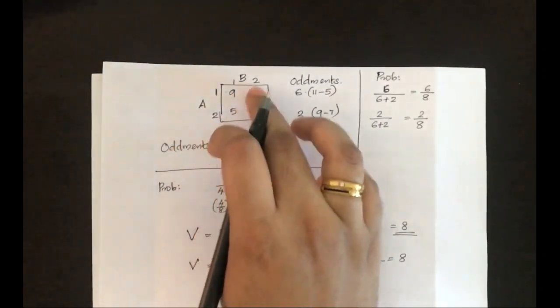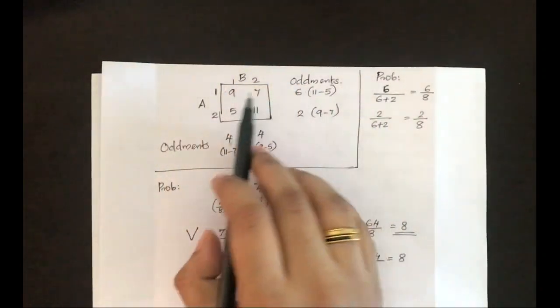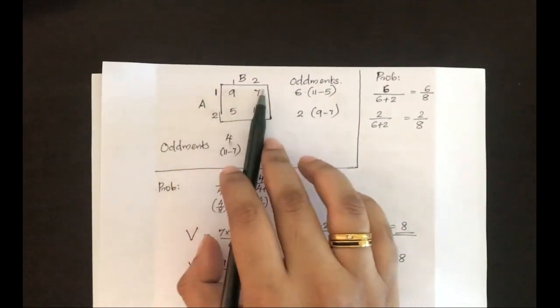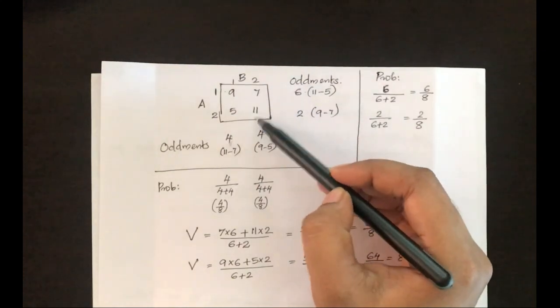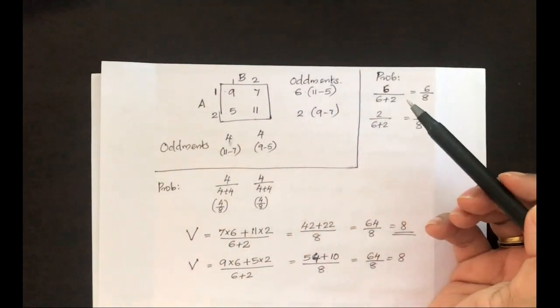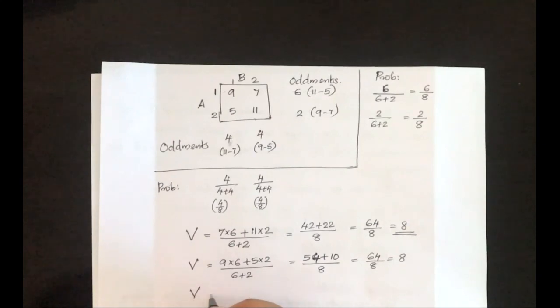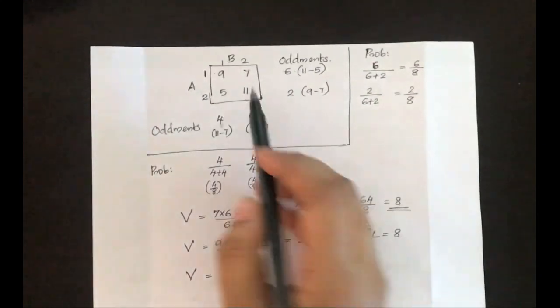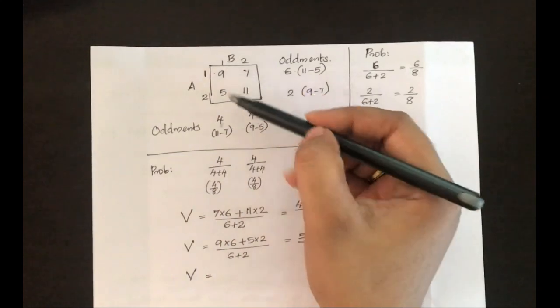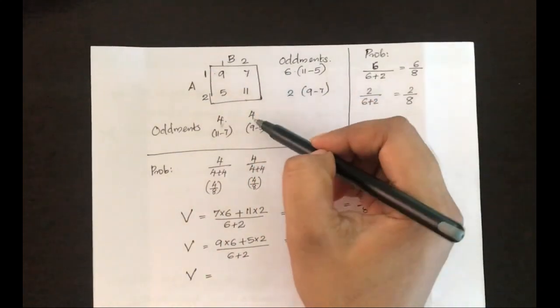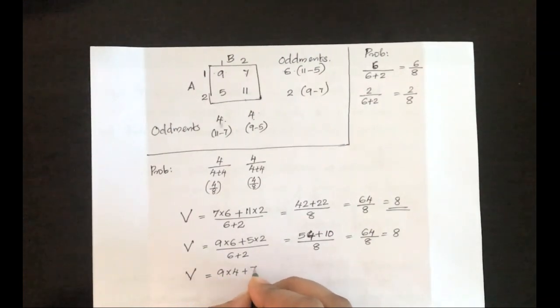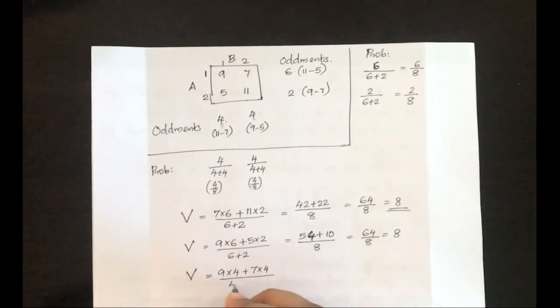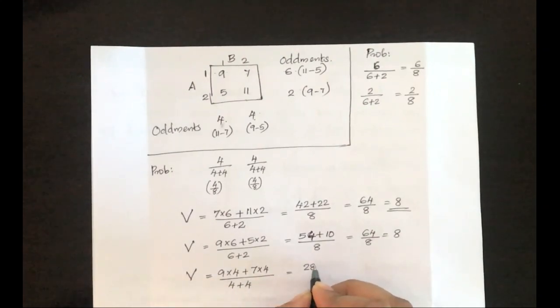Then instead of using the column, I am going to use the row. If I am going to use the row, I need to use the column oddments. If I am taking the column, I need to use the row oddments. So the third equation is, I am using the first row: 9 into 4 plus 7 into 4 divided by 4 plus 4.